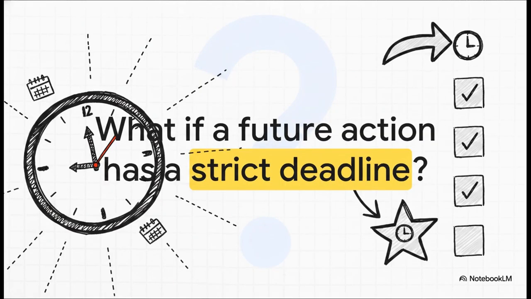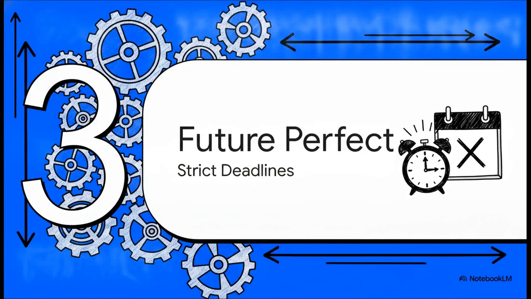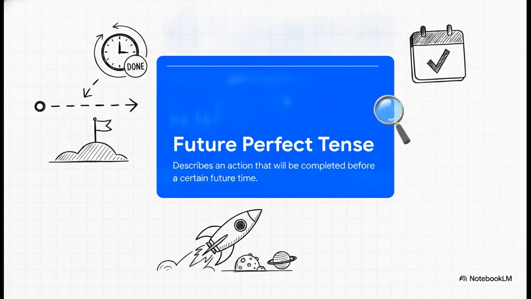So far, we've built a simple plan and we've built an action actively in progress. But what happens to our grammatical blueprint when we need to emphasize that something will be completely finished before a certain point? What if completion is the absolute most important part of the sentence? That leads us to Section 3, the future perfect, where we deal with strict deadlines. This is the tense you pull out of your toolbox when you want to establish a strict completion point.